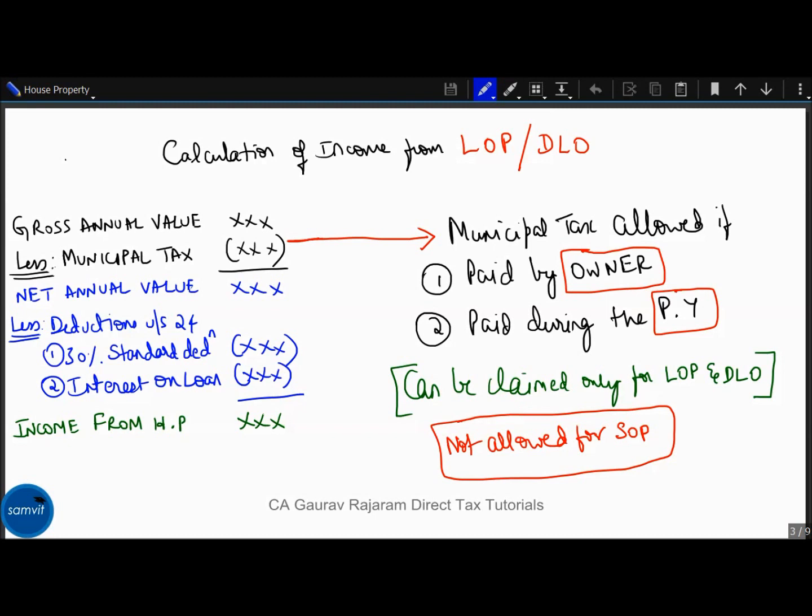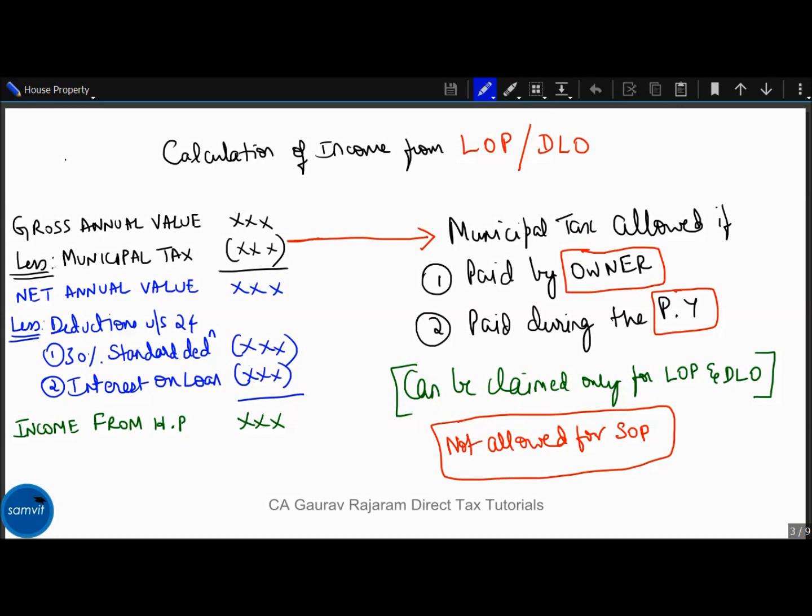The municipal tax is allowed only if it is paid by the owner during the previous year. It can be claimed only for a let out and a deemed let out property. It is not allowed for a self-occupied property. From the gross annual value, if you reduce the municipal tax, you get the net annual value.